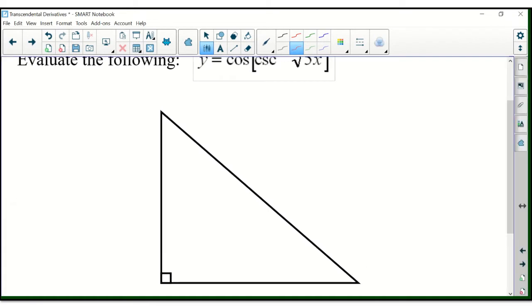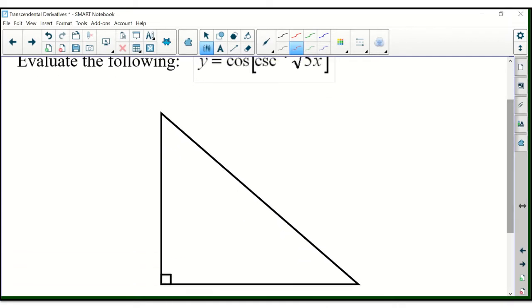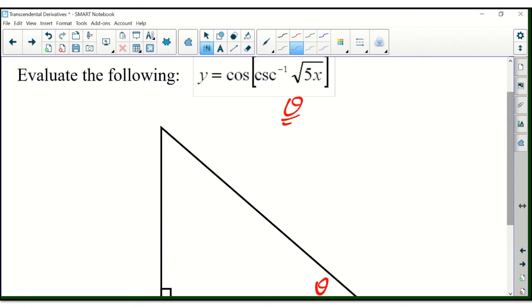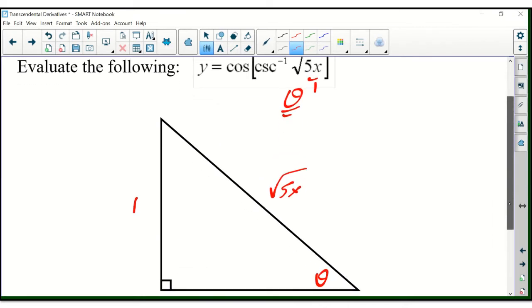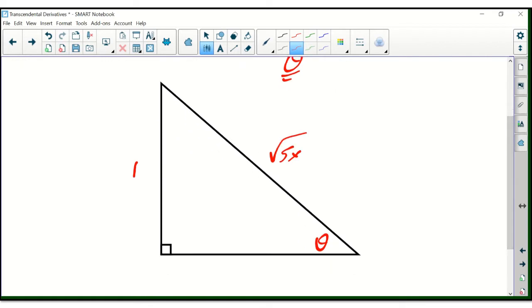Okay, this one says find the cosine of the inverse cosecant. So remember, inverse trig ratios are angles. So let's sketch this angle. It's an angle whose cosecant ratio, which is hypotenuse over, so this being the ratio of root 5x over 1. So that must be 1. And then I use Pythagoras to find my missing side. So when I square radical 5x, it's 5x minus the other side squared. Take the square root of it. There's your other side.